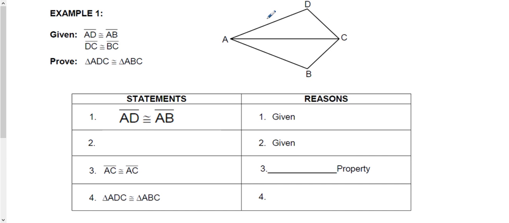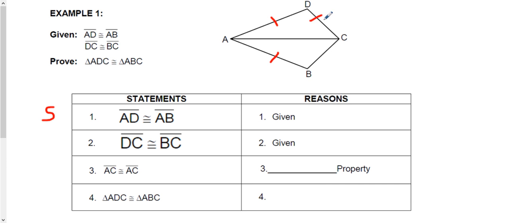So AD, we'll put a congruent mark there, is congruent to AB. Now we already have a side that's congruent. I'm going to put an S here to remind me I've got one side. So that's all we do with the first given statement. Now we're ready for the second one. DC is congruent to BC. Again, the reason is given information. So we'll mark those with 2 marks.